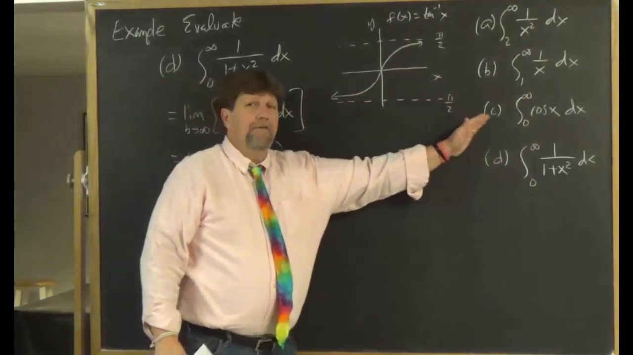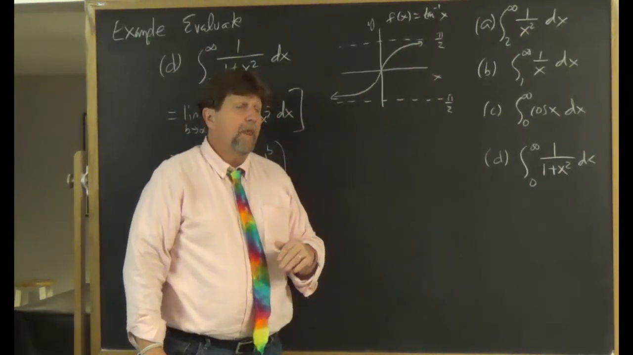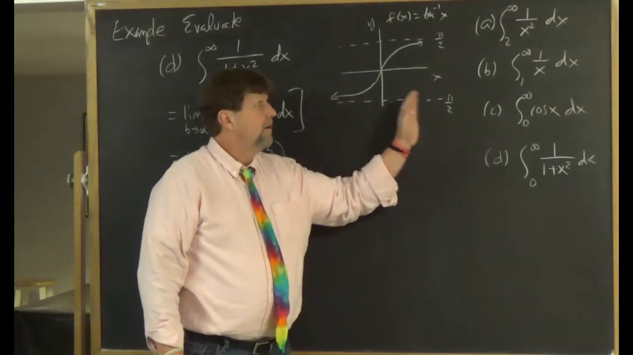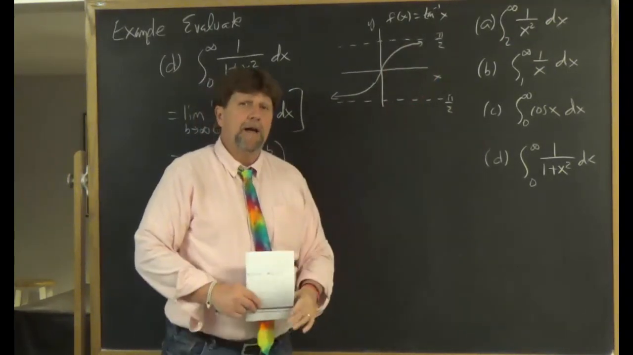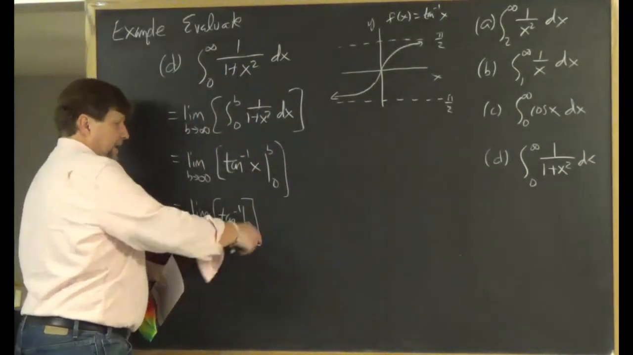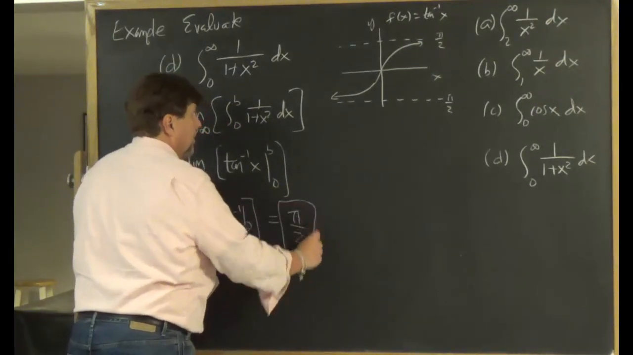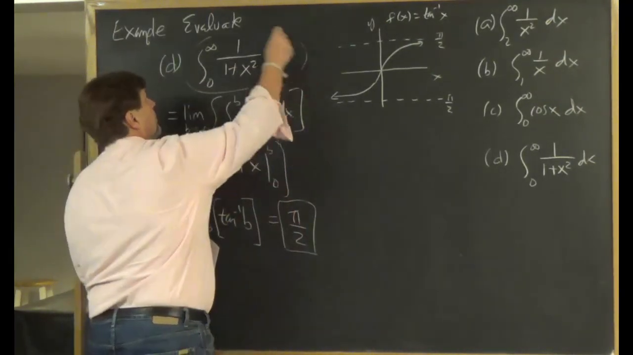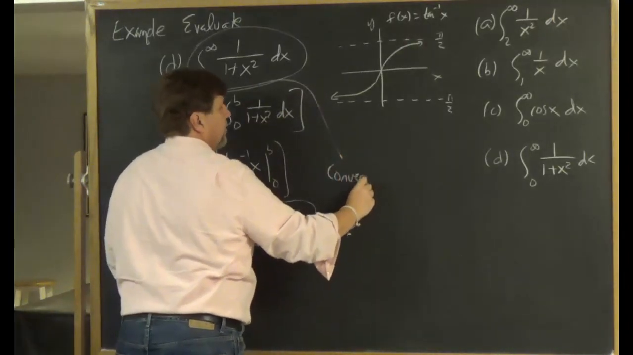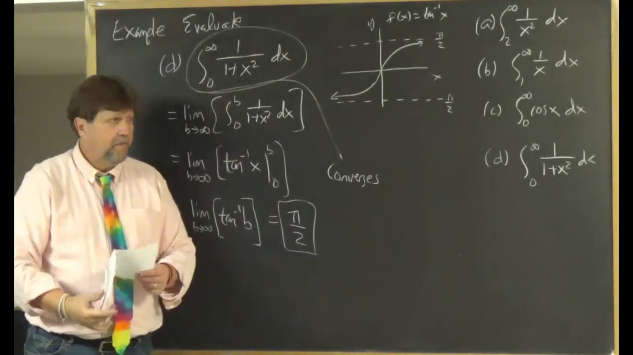As you head to infinity, pi over 2 is a horizontal asymptote. So as you head to infinity, the limit is pi over 2. So as b heads to infinity, this limit is pi over 2, which tells us that our original improper integral converges, and it has a value of pi over 2.